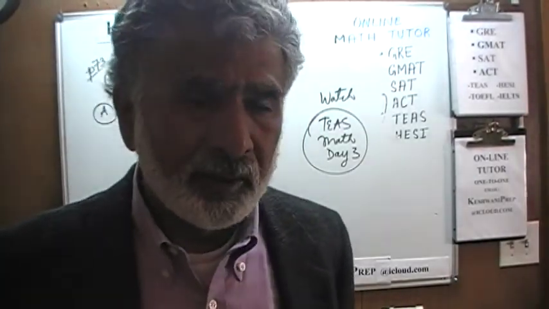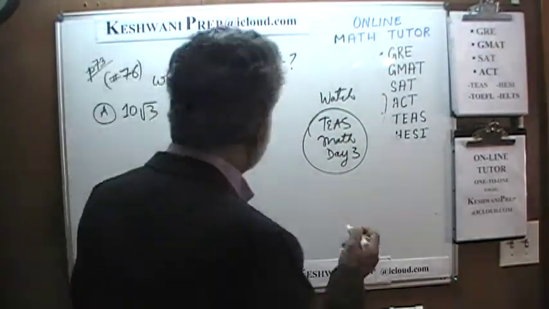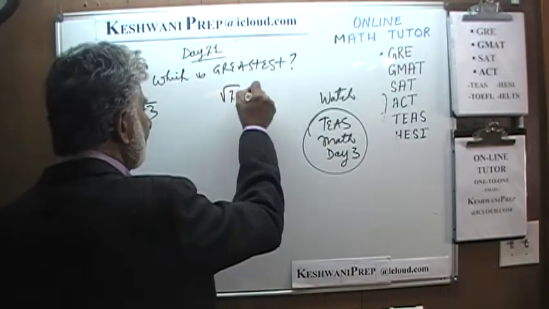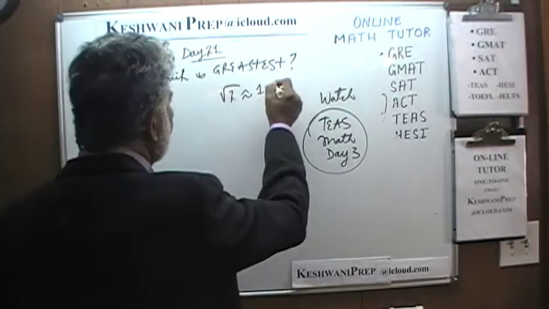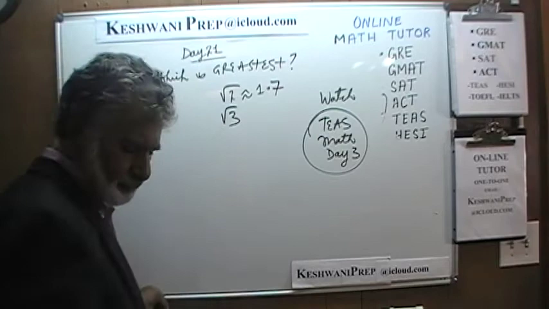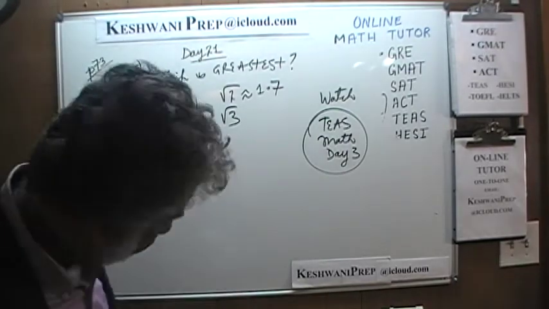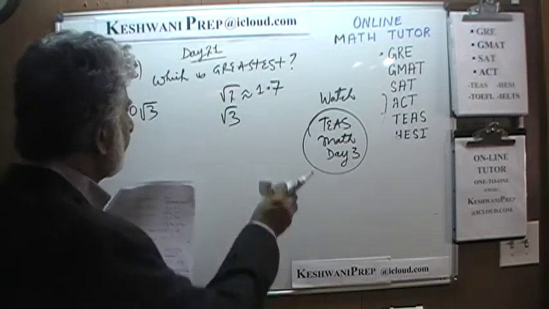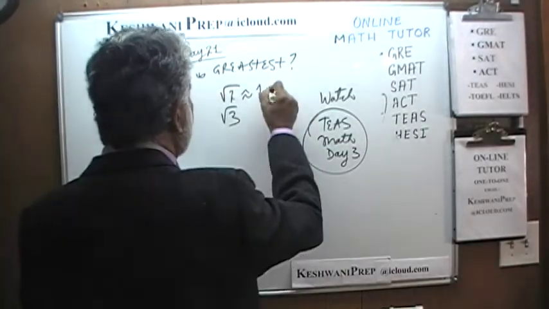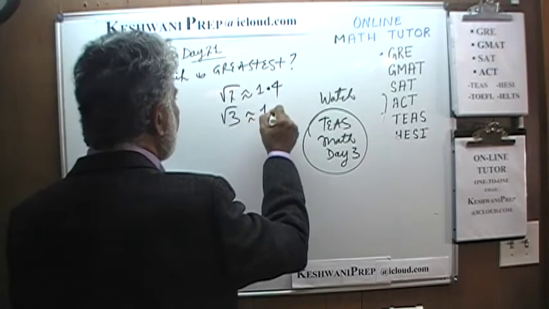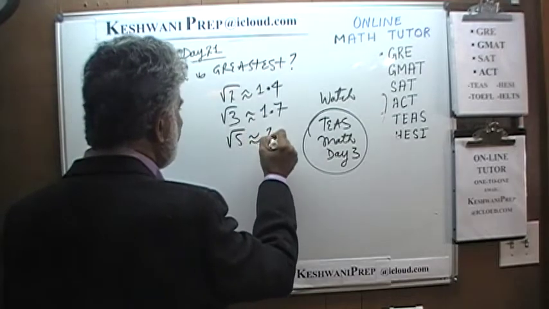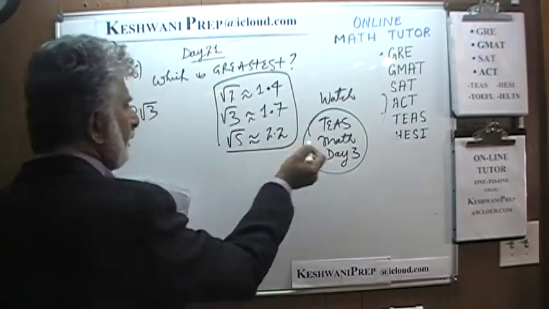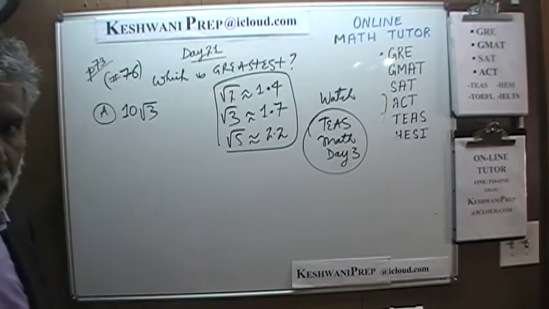And watch that video where we learn there are some things that we have to know. There are some basic things that you must have at your fingertips, as I always remind you. We have to know that the root of 2 is approximately 1.4. Root of 3 is approximately 1.7. And root of 5 is approximately 2.2. When you watch that video, you will understand where they're coming from. If you already knew it, then that's great.